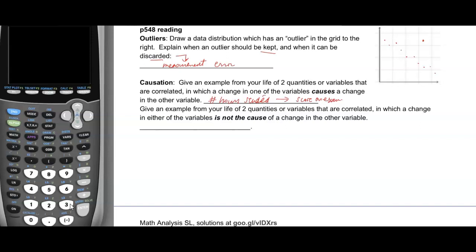Maybe those are correlated. Maybe the math grade and the English grade have a tendency to be both high for the same student or both low for the same student. But the math grade does not cause the English grade to be high and vice versa. Okay? Math, English grades.